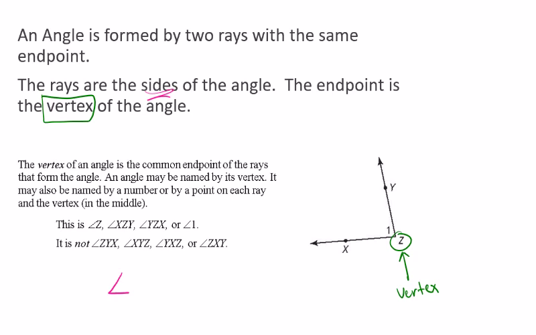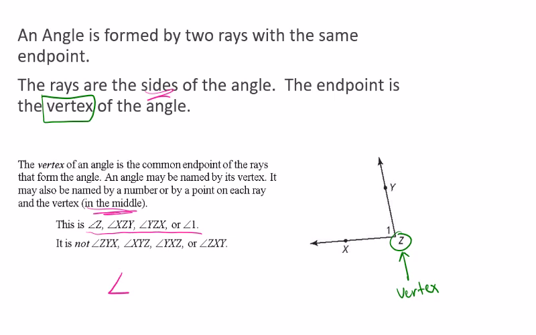But the most precise way to name an angle is to use the vertex and then two points, one on either ray. In this case we could say angle XZY, or you could say angle YZX. Notice that the vertex is always in the middle when you name angles by 3 points. So it's a point on one ray, the vertex, and then a point on the other ray. It doesn't necessarily matter the order as long as the vertex is in the middle.